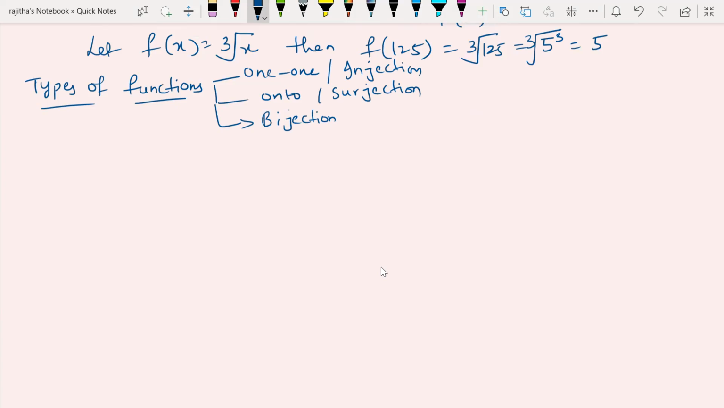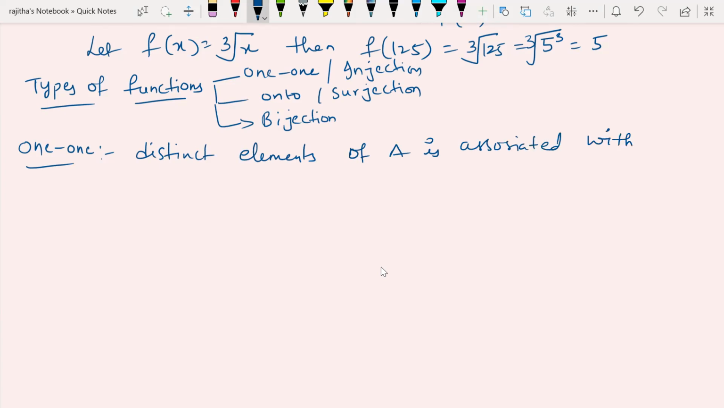So what is the actual definition of a one-one function? It is nothing but distinct elements of A are associated with distinct elements in B.